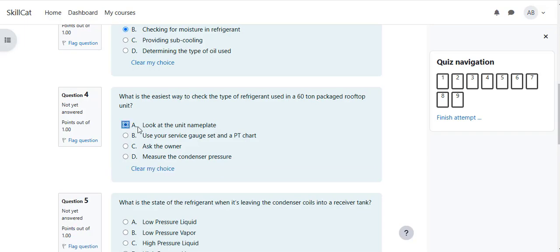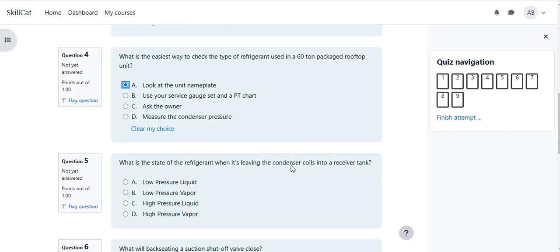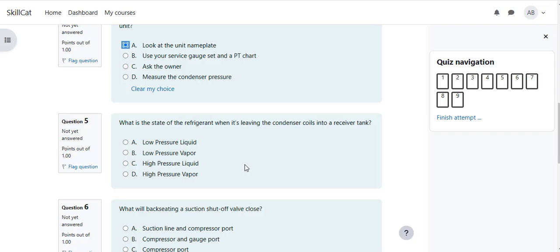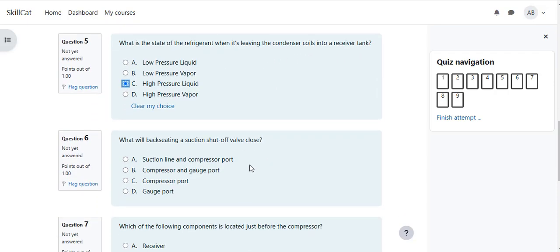Look at the nameplate here. What is the state of the refrigerant where it's leaving the condenser coil into the receiver tank? Into the receiver tank, it's high pressure liquid.